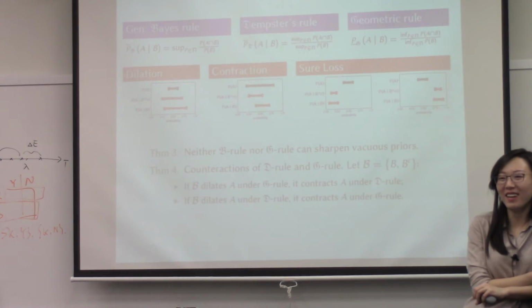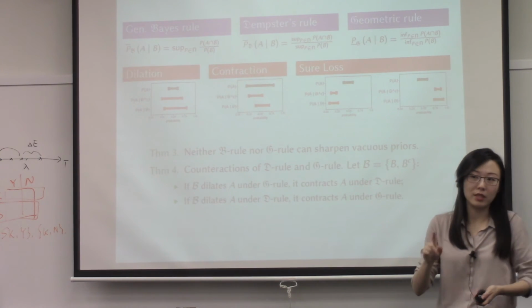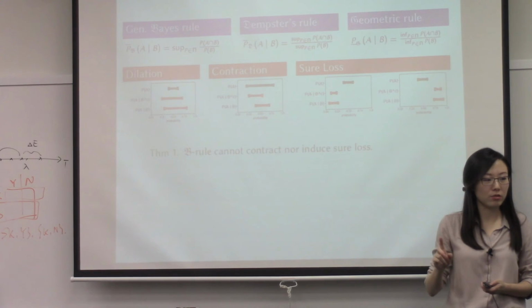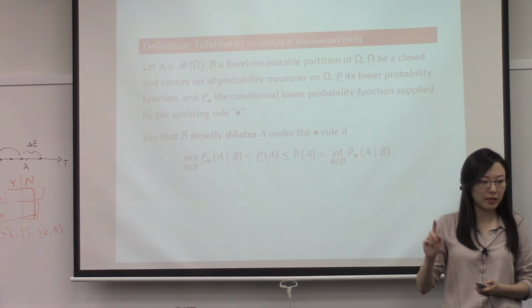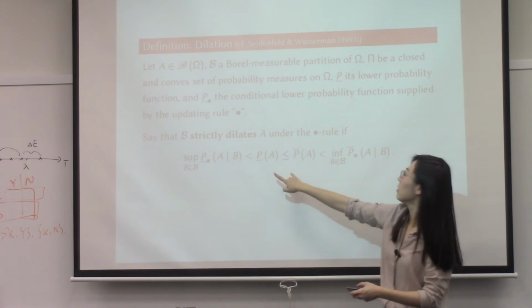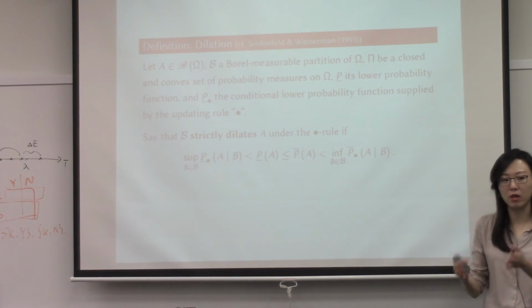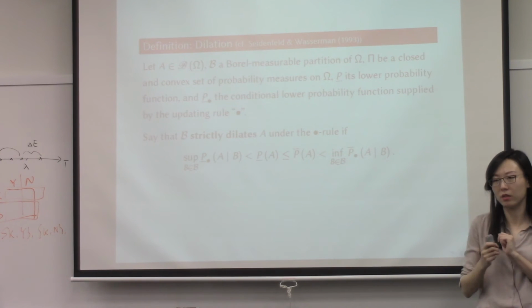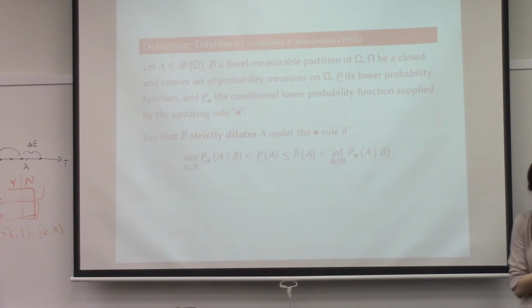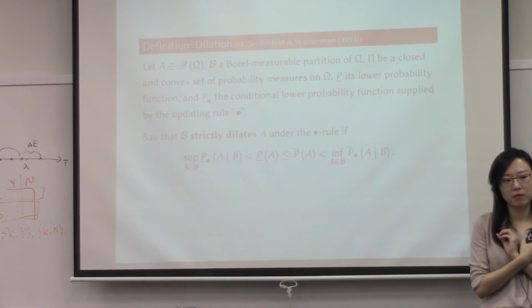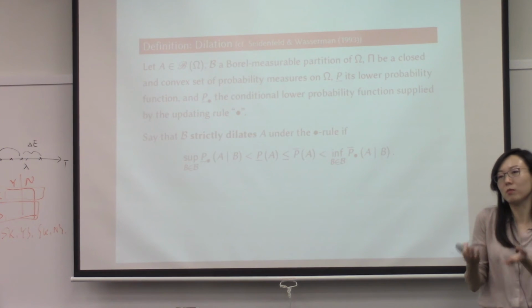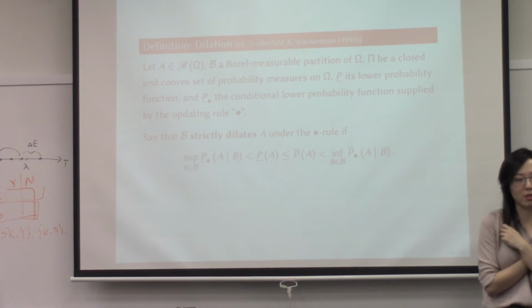Just to clarify, does it mean for every partition, if one element dilates, the complement also dilates? Dilation is for the entire partition. It's defined on the entire partition. So it has to be that every element in that partition makes the interval wider for that to be called a dilation. With the sure loss, it has to be for every single element in the partition. Otherwise, I won't even be concerned. It's just that in some situations it's better, some worse.